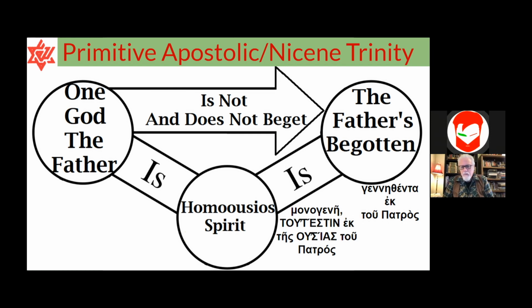And in the Nicene Creed, the ousios, it says that the Son is begotten of the ousios of the Father, begotten of the essence of the Father, sometimes is translated. So that's the Nicene Creed.